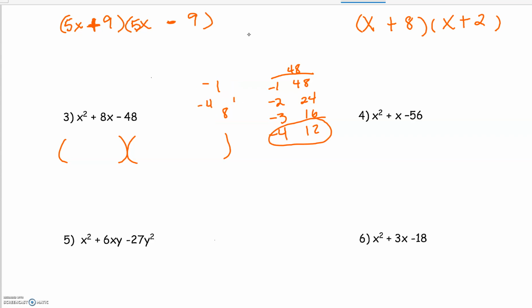And you can just do it that way. You don't have to do that x. So x, and negative 4 and positive 12.